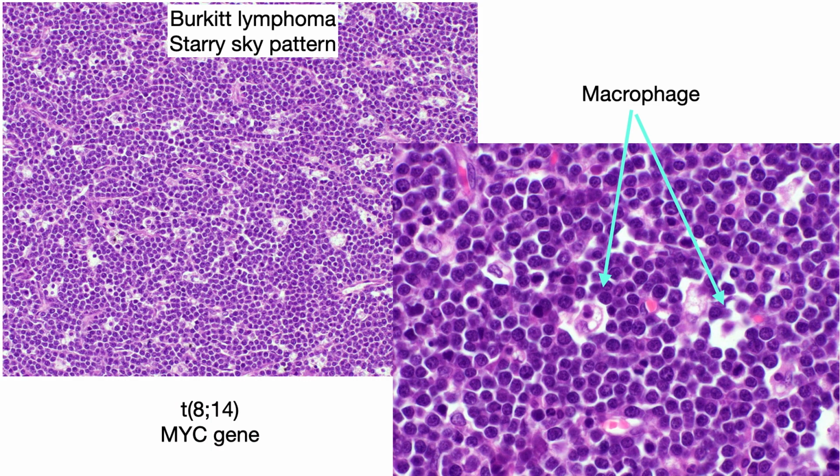So here's the starry sky pattern. Top left is like a low power, bottom right is a higher power. You can see the macrophages there. I put the key things: the main translocation is t(8;14), the MYC gene on 8. But I can see them asking you this and expecting you to know this pattern, because it is fairly characteristic, this starry sky pattern in Burkitt lymphoma.